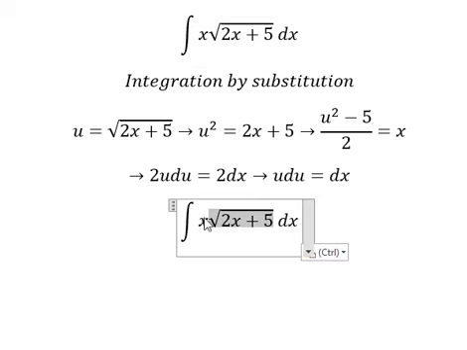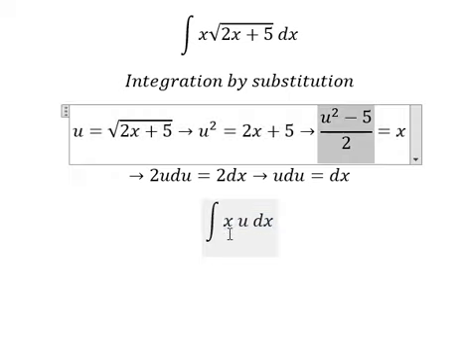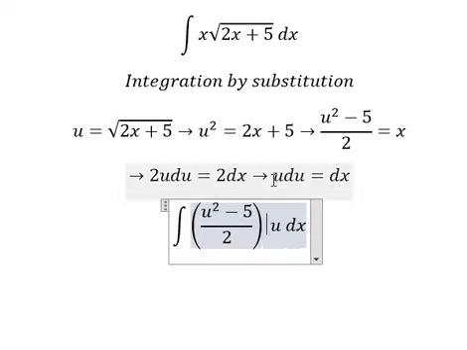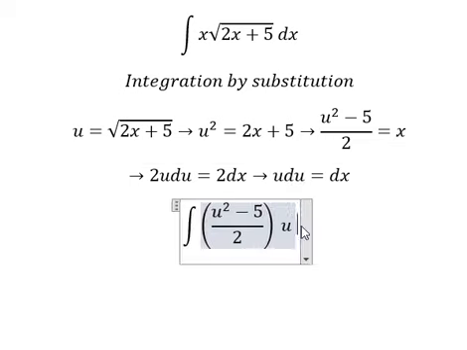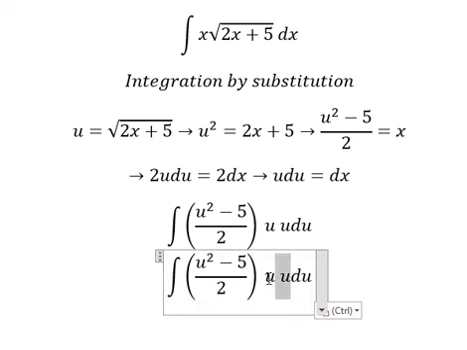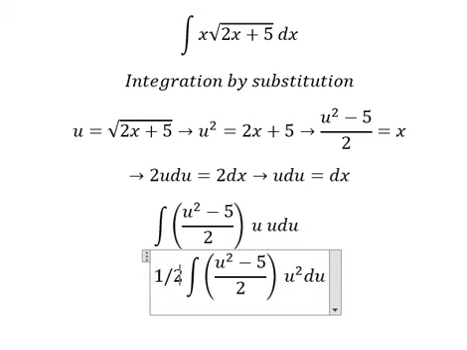The square root we change for u. s we change for this one. ds we change for this one. So u and u we have u square. So number 2 I will put outside.